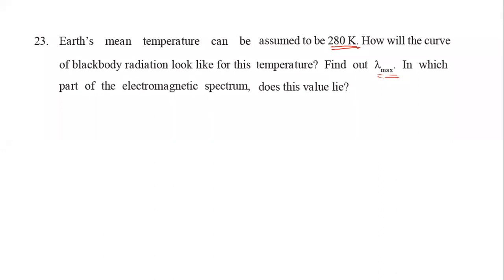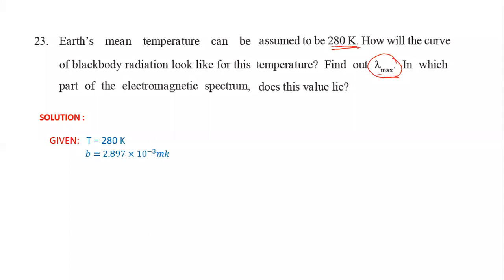Okay, we have to find out this wavelength and we have to decide in which region of the electromagnetic spectrum it lies. So you already learned the electromagnetic spectrum: gamma rays, X-rays, UV rays, infrared rays, microwaves, visible light, and radio waves are there. Now we find out this lambda max. For that, given T is 280 Kelvin. It is already given in Kelvin.